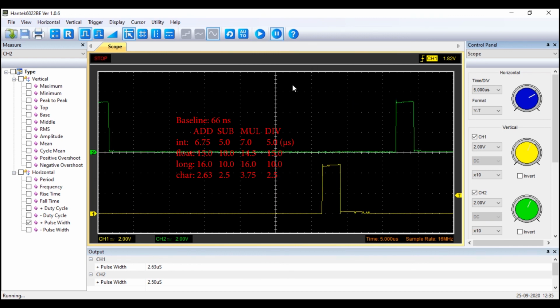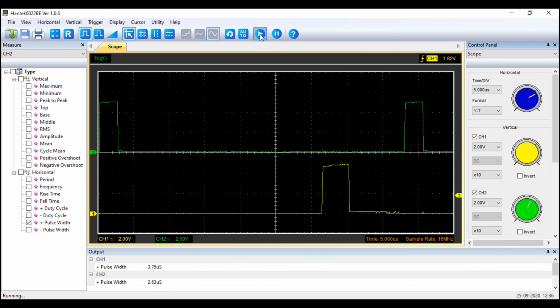Here one thing I must add is that I do not have any sophisticated oscilloscope, so these results may not be very precise, but still we can get an idea about how different data types affect the speed of operation of our code. So this was a small topic for today's video.